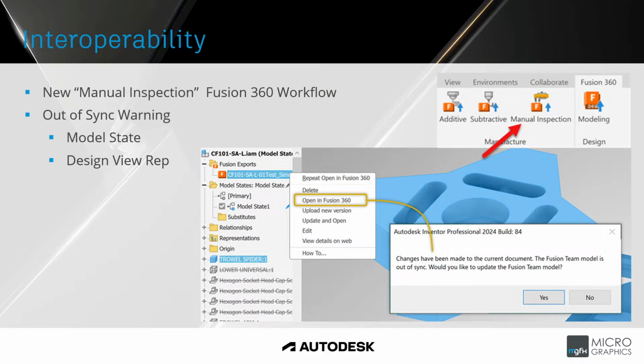Small changes in interoperability. On the Fusion 360 tab inside of Inventor, there is a new manual inspection option, which allows you to add a part from Inventor through to Fusion to create a manual inspection workflow within Fusion 360. There's also now a new out of sync warning that will pick up a change to the active model state or design view representation. So when you try to open the part in Fusion 360, you will get an out of sync warning that warns you that your file is no longer synchronized with Fusion. It would like to upload a new model to Fusion.